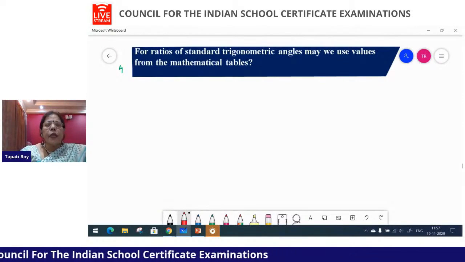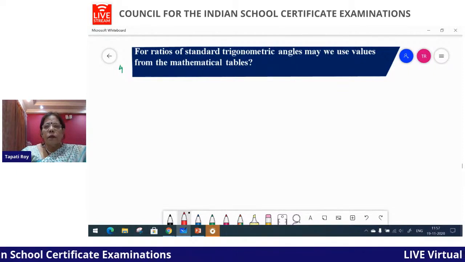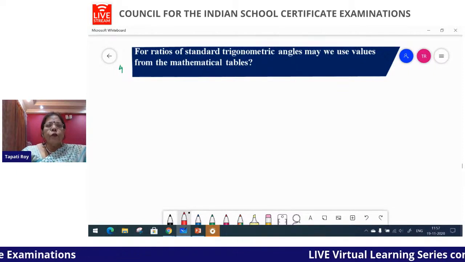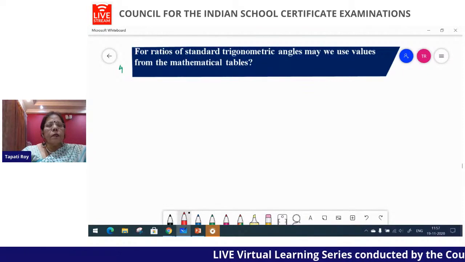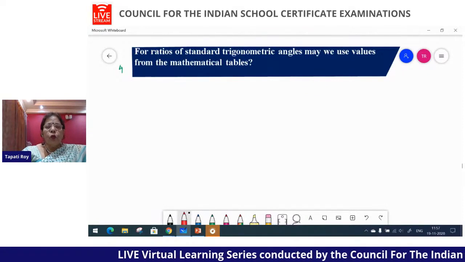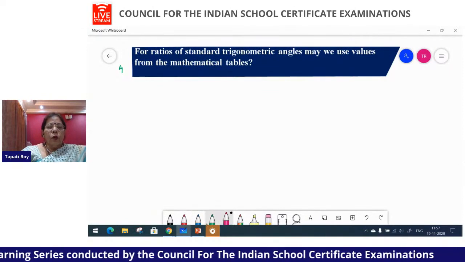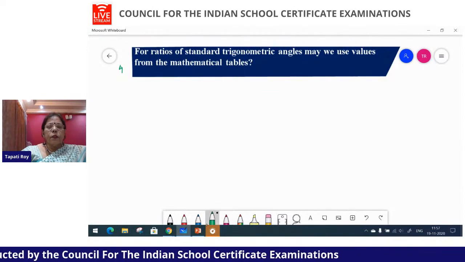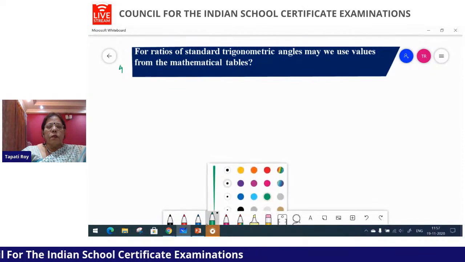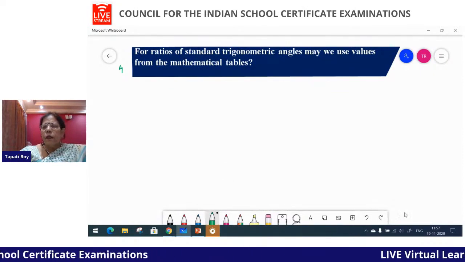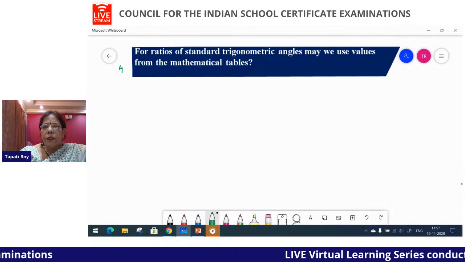For ratios of standard trigonometric angles, may we use values from the mathematical tables? I would advise you no. Now, why not? You cannot accept it like that. So let us take another color and work it out. Let me give you an example.